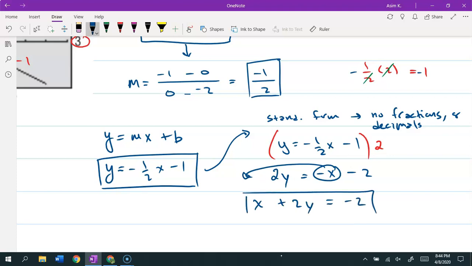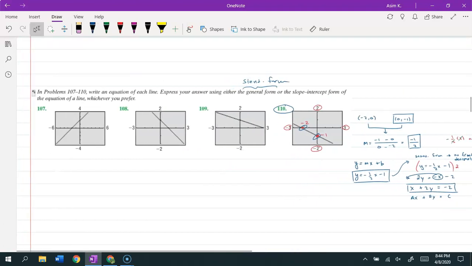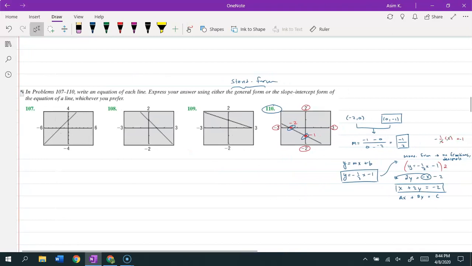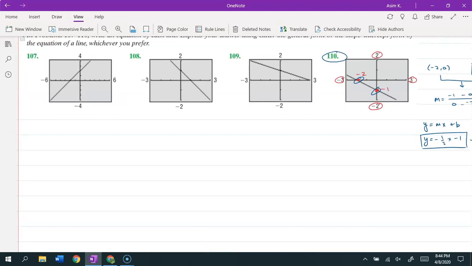And now this is in the other format of a line, which the book seems to call the general format, but I have been calling it the standard format in the whole lesson. So I want to keep it to that same exact way of looking at it. I don't want to give you new terminologies and stuff like that. All right.